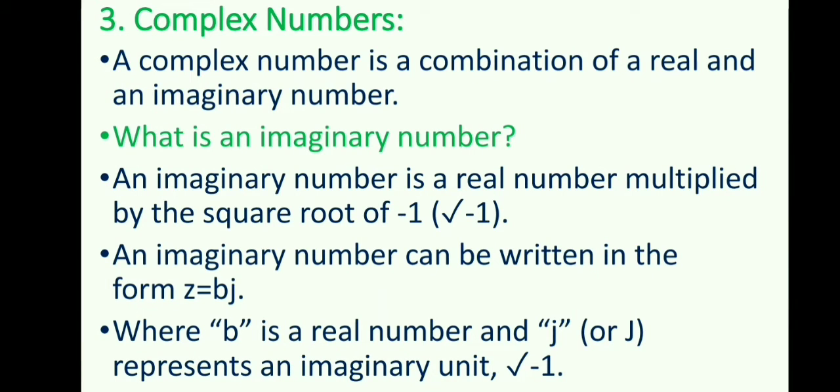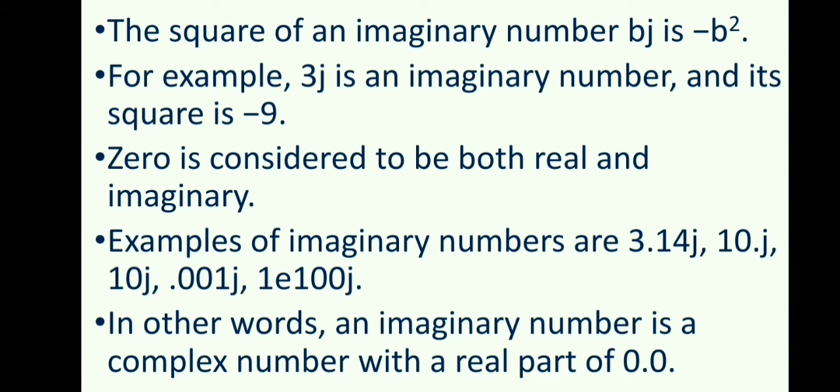Complex numbers. A complex number is a combination of a real and an imaginary number. What is an imaginary number? An imaginary number is a real number multiplied by the square root of -1. An imaginary number can be written in the form z = bj, where b is a real number and j, uppercase or lowercase, represents the imaginary unit, the square root of -1. The square of an imaginary number bj is -b squared. For example, 3j is an imaginary number and its square is -9.